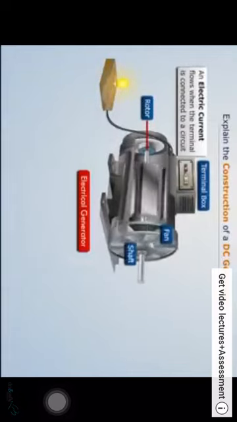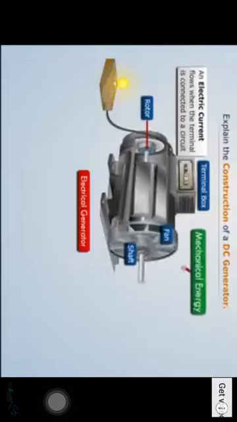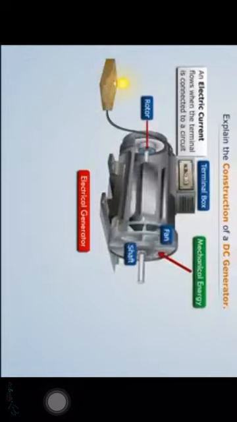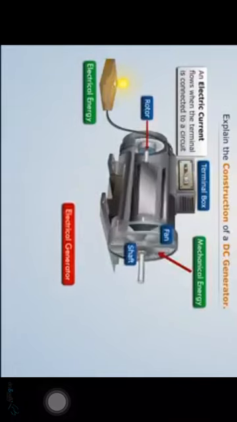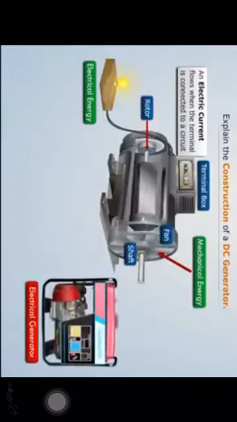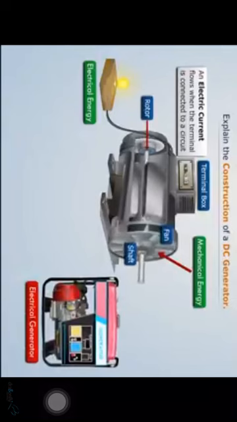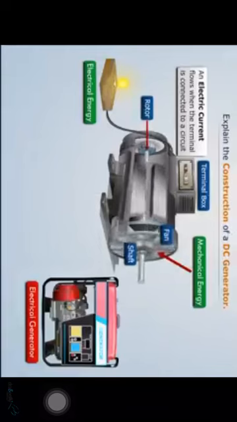We know that a DC generator uses electromagnetic induction to convert mechanical energy into electrical energy. It is frequently used in houses and offices. But do you know how it is constructed? Let's try to understand this.